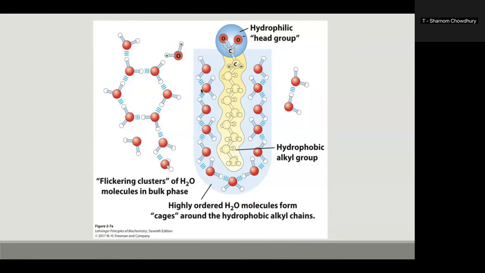So here, great examples of hydrophobic interactions are lipids. As you mentioned, they have a hydrophilic head group and a hydrophobic alkyl group. So when they interact with water, and yes, you guys will be receiving the recording, I'll go over that at the very end.